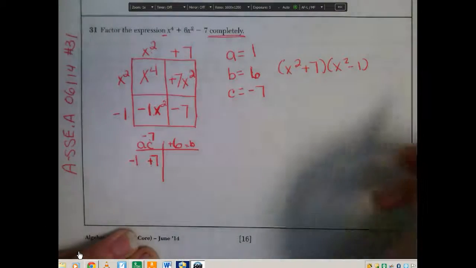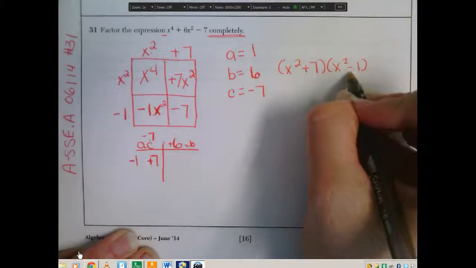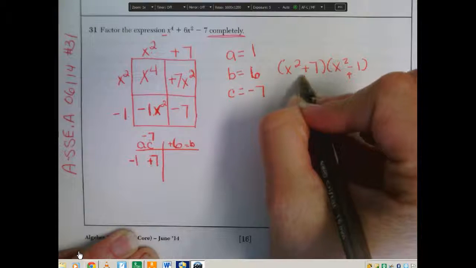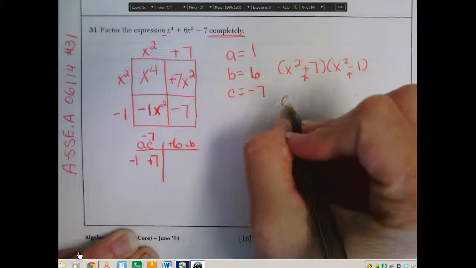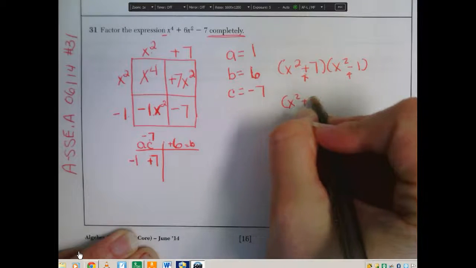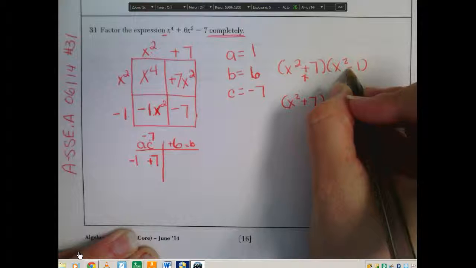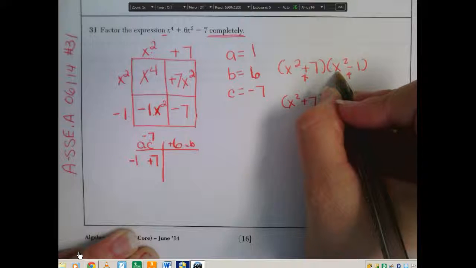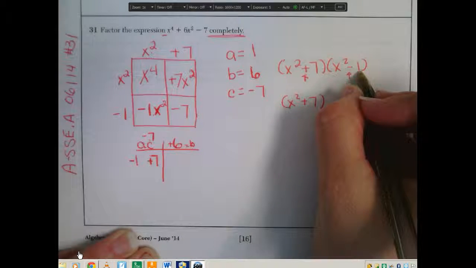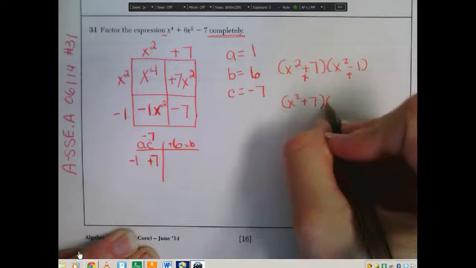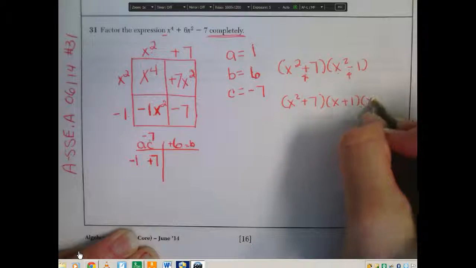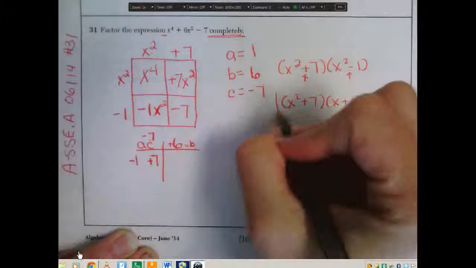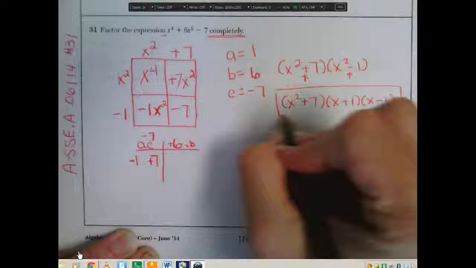Now they want us to factor this completely. And what that pretty much means is there's a way that we can break one of these down. Because this is positive, we really can't break it down anymore. So this is just going to say x squared plus 7. This, we can take the square root of x squared and get x, and we can take the square root of 1 and get 1. So this we're going to split up as the difference of two squares. So it'll be x plus 1 and x minus 1. And this is our final answer.